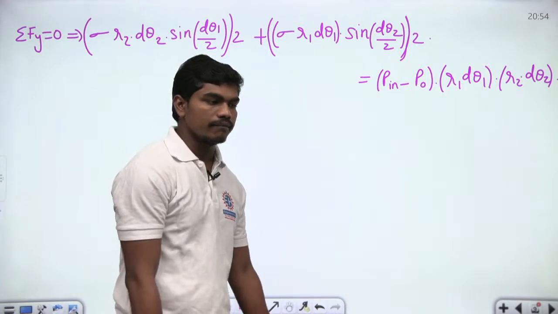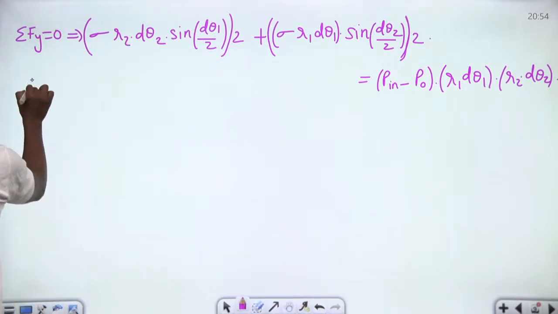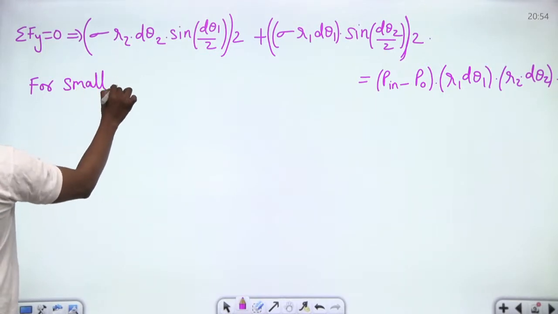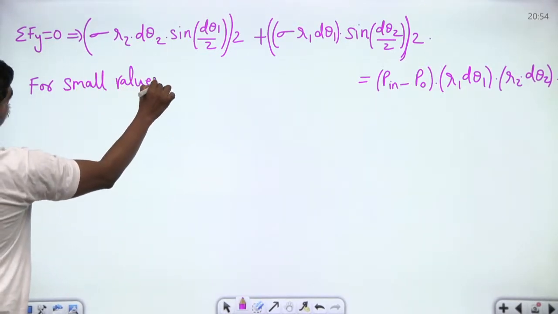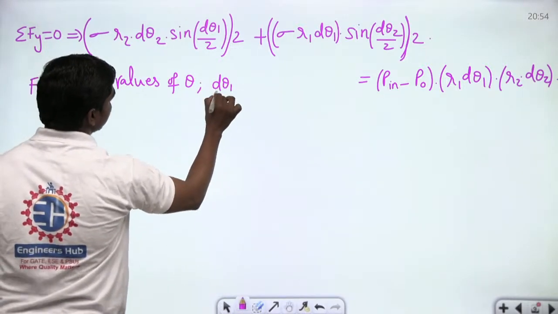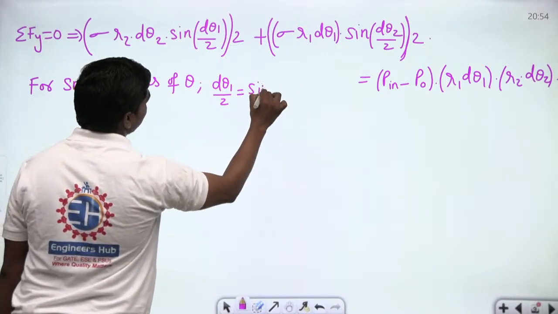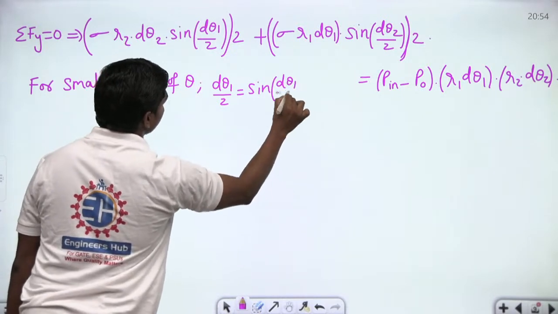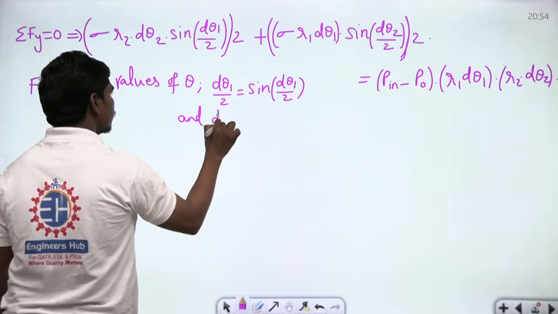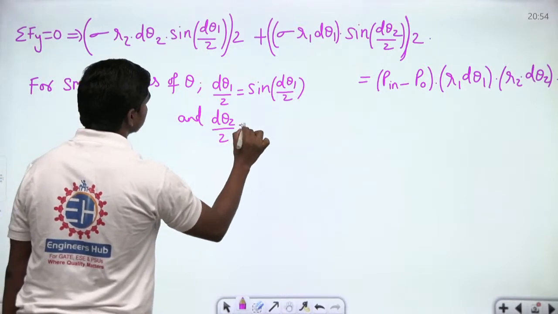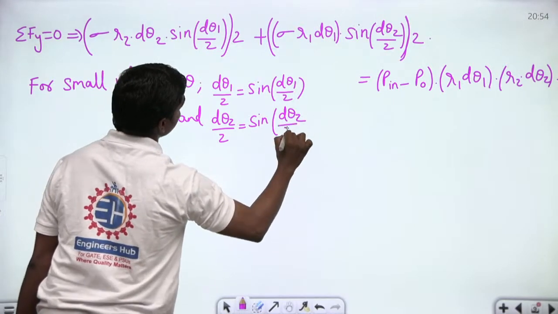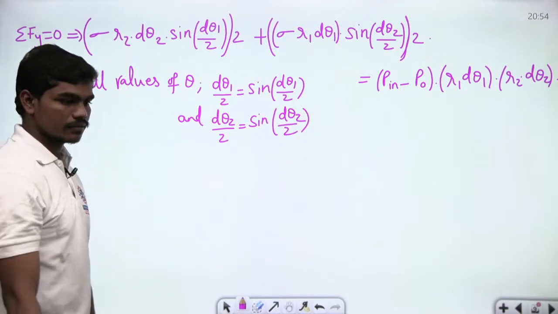Okay. Now, for small values of theta, you can write one thing: sine of d theta 1 by 2 is equal to d theta 1 by 2, because for small values of x, sine x is equal to x. Similarly, d theta 2 by 2 is equal to sine of d theta 2 by 2. Correct? This is what we can write.